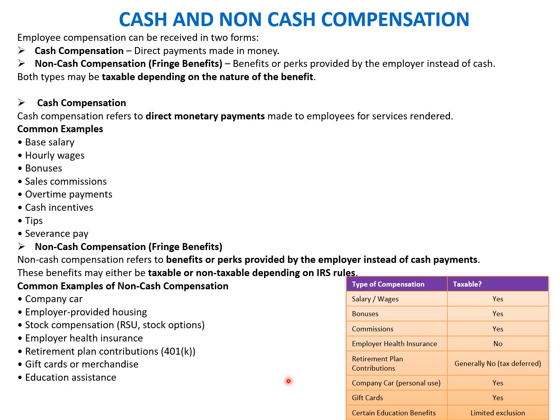All these are non-cash components which are included as a part of the salary income, depending upon the case-to-case basis, and this forms part of the salary and wages income. So what we have done is created a table here to demonstrate which is included and which is excluded. Salary and wages are taxable, bonuses are taxable, commissions are taxable, employer health insurance is not taxable. It's a contribution paid by the employer on behalf of the employee. Retirement plan contribution is generally not taxed, because this is again a contribution made on behalf of the employee.